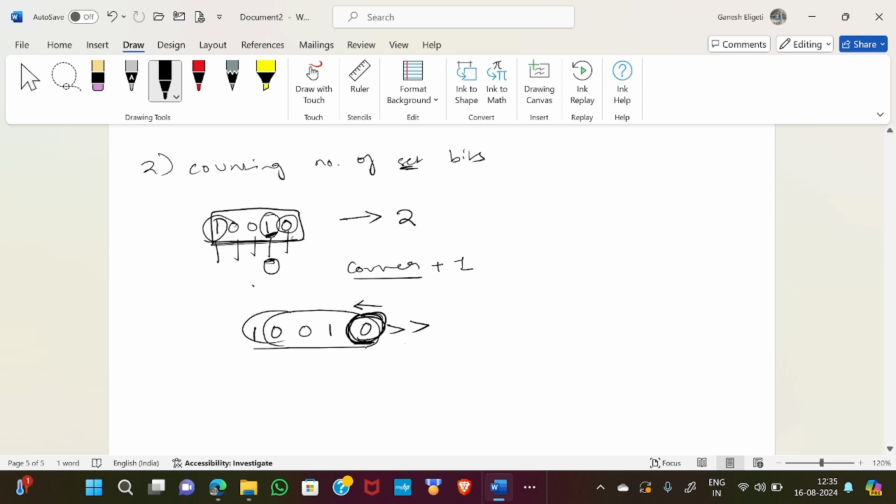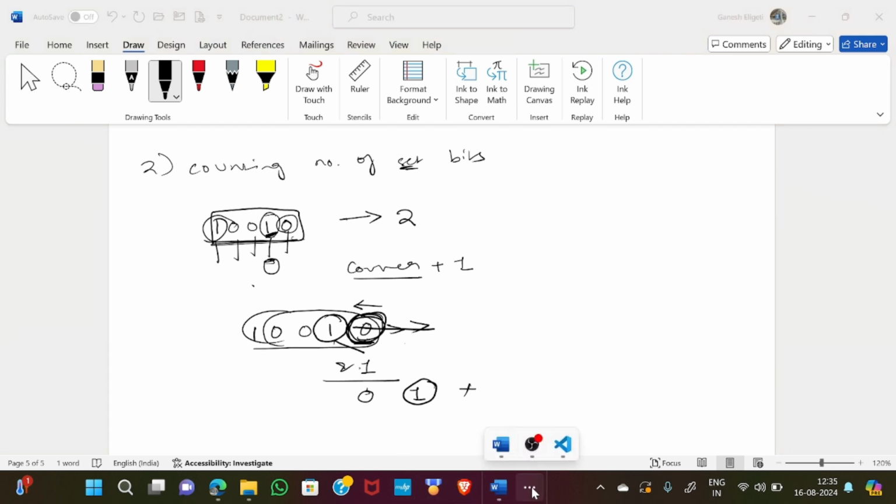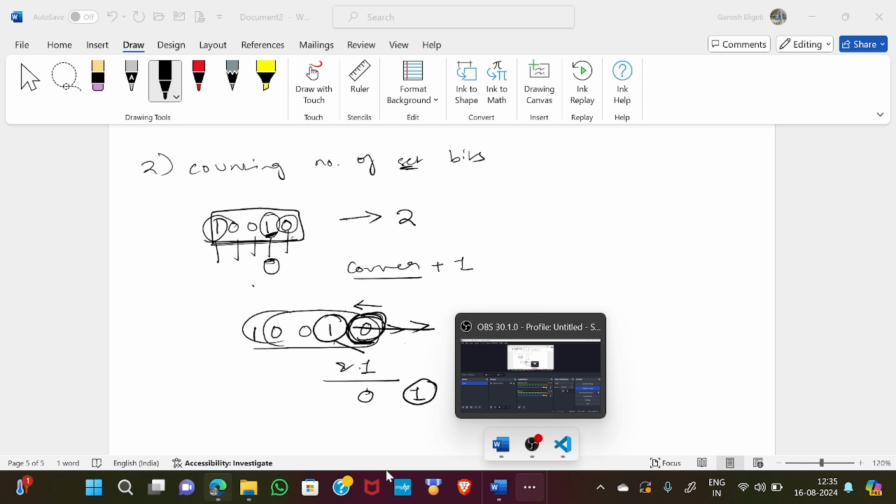So let's see, 0. 0 AND 1 gives 0, so nothing happens. And then we cancel it out. We right shift the number. So now our least significant bit will be this. Then we do AND operation with 1 and we get 1. So whenever we get 1, we will increase the count. So this is how we do it. Now let's see it in practice.